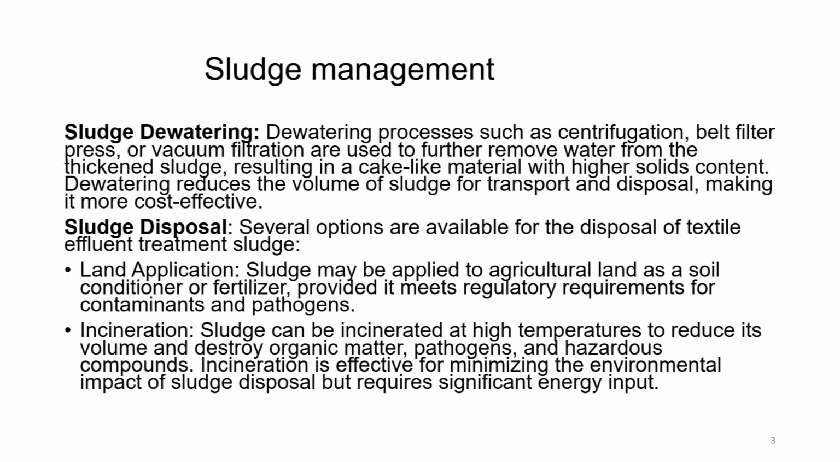Sludge disposal. Several options are available for disposal of textile effluent treatment sludge. Land application. Sludge may be applied to agricultural land as a soil conditioner or fertilizer, provided it meets regulatory requirements for the contaminants and pathogen. So, if it is devoid of contaminants and pathogen, then it can very well be used for soil conditioner.